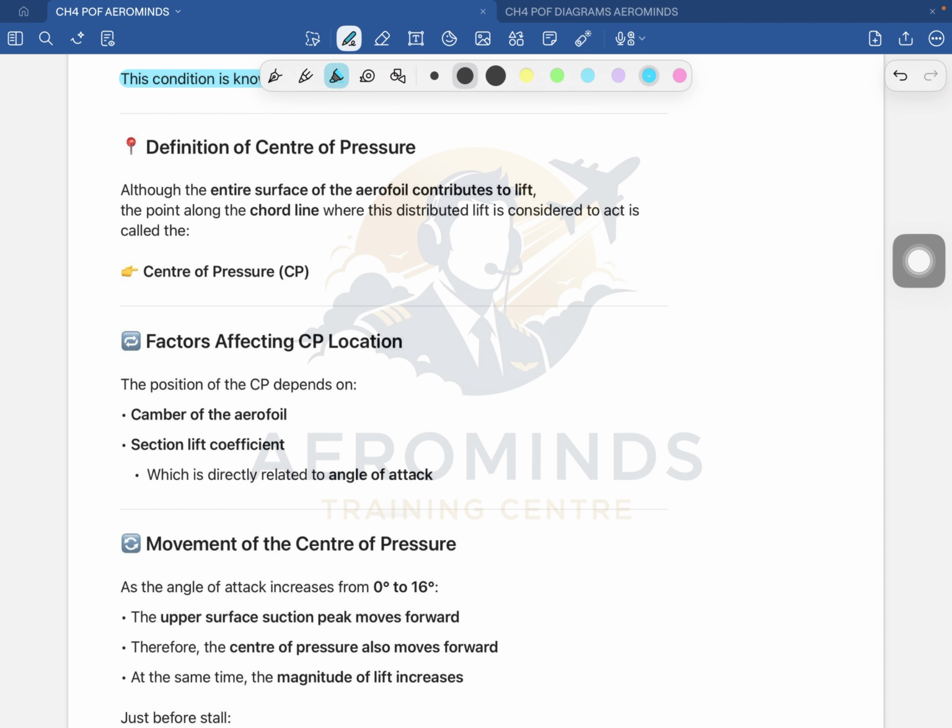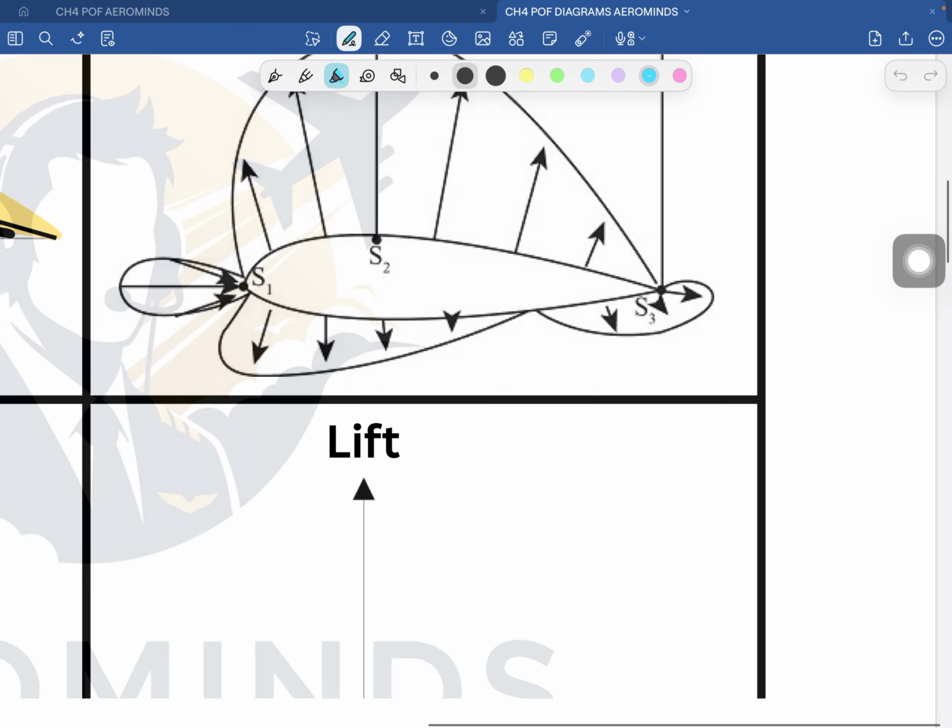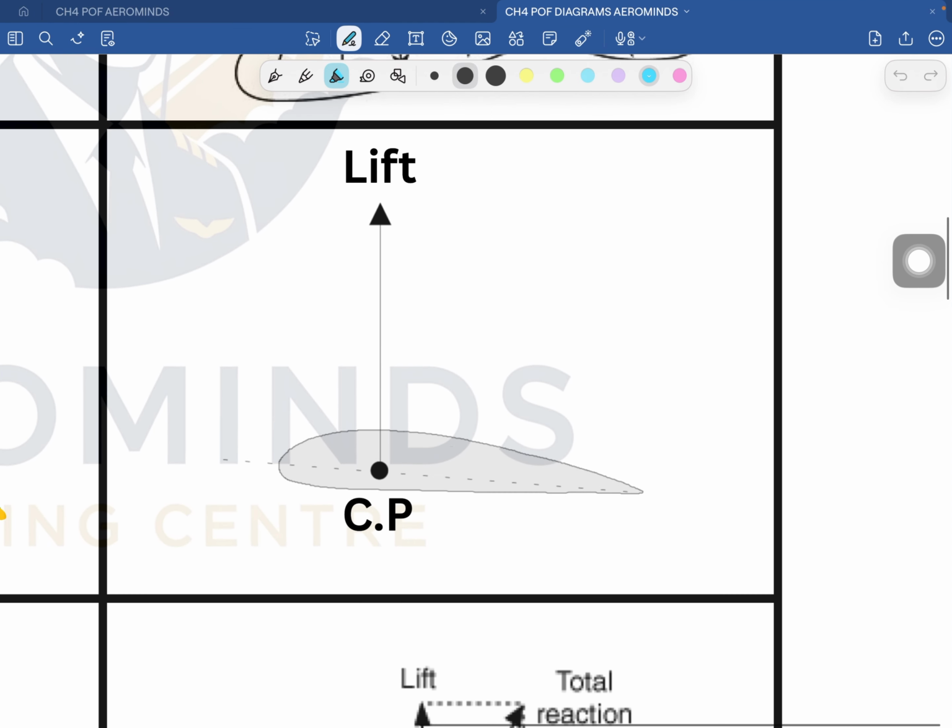So remember this, although the entire surface of the aerofoil contributes to the lift, the point along the chord line where the distributed lift is considered to act is called the center of pressure. This is your center of pressure.